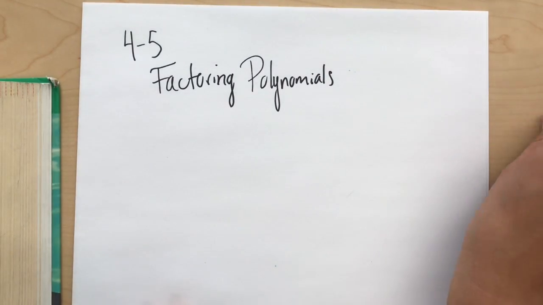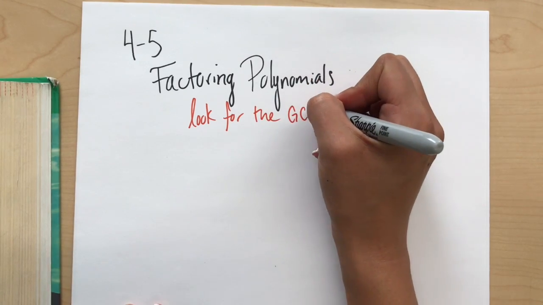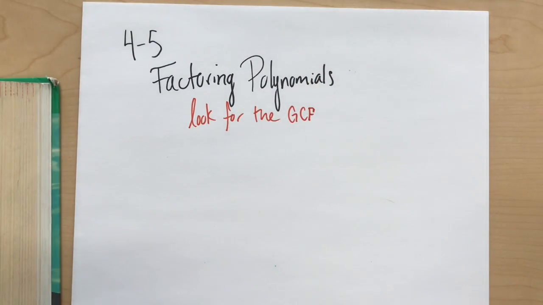So we've done factoring of monomials, which is what we did last chapter. Now we're going to look at some polynomials, but we're still going to be looking for the greatest common factor of numbers.